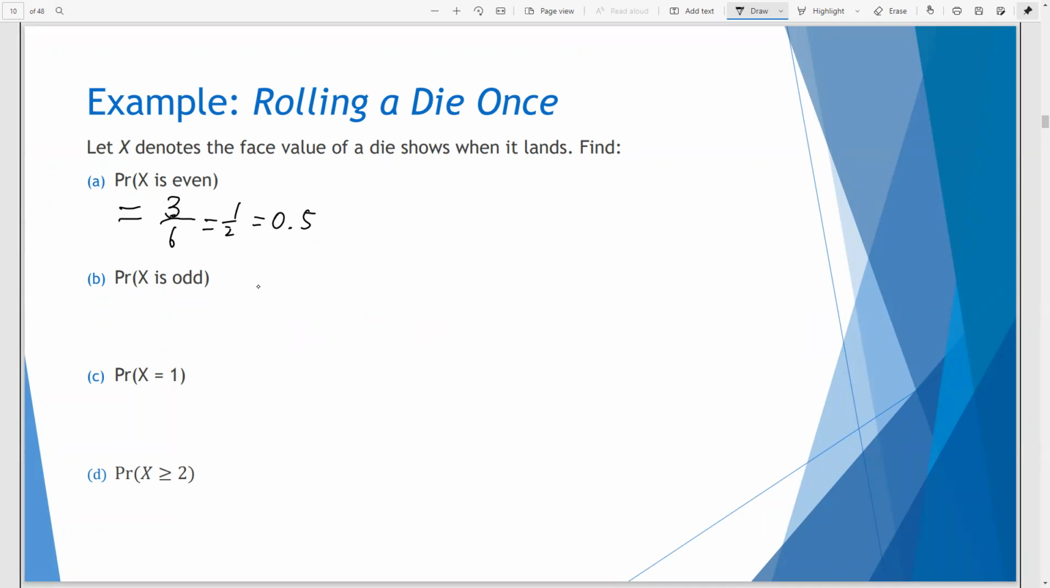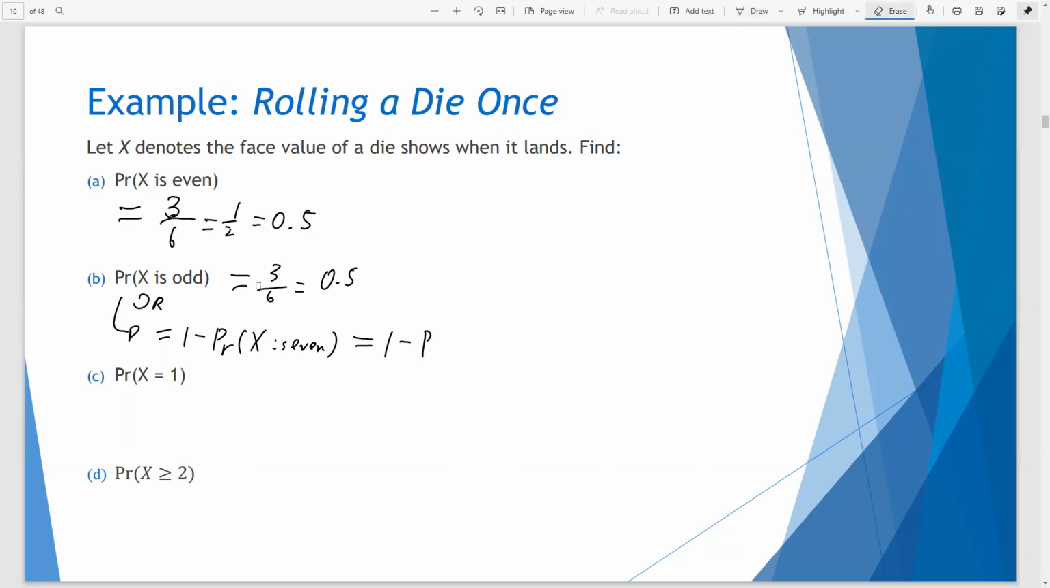And of course, when you're talking about the probability of odd, that's also 3 odd numbers, so that's 0.5. But also, the probability of odd is the complement of x being even. So when we get the likelihood of even is 0.5, we could just use it. You don't have to do a probability again. Just take away.